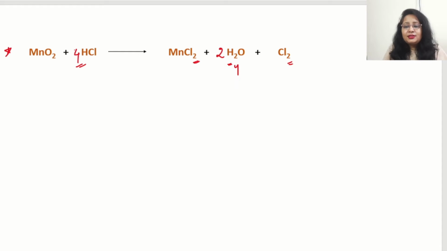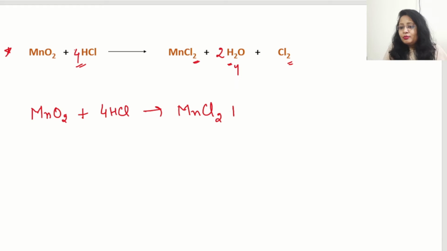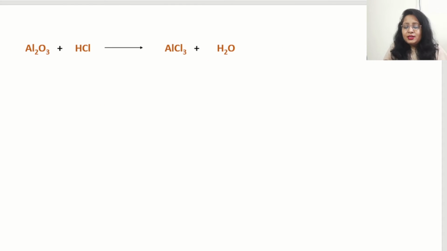So it is balanced. Our final result will be MnO2 plus 4HCl. It gives MnCl2 plus 2H2O plus Cl2. This is our final answer. One more example.